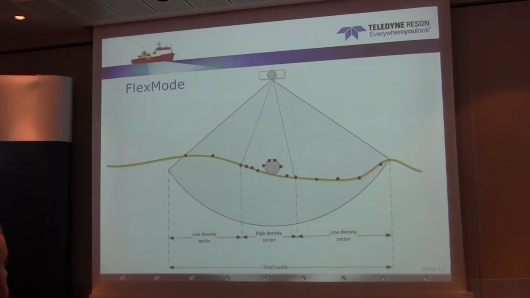What you can do with flex mode is you can assign a certain part of your swath as the high density zone and focus this on your target. So I'm still getting lots of beams, lots of hits on my pipe, and I can still get a general appreciation of the seabed. So would there be an object here or a seabed change here, I could still pick it up, but most of the detail, of course, is on the pipe.